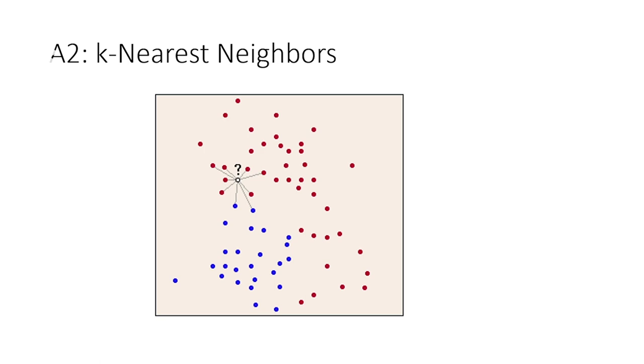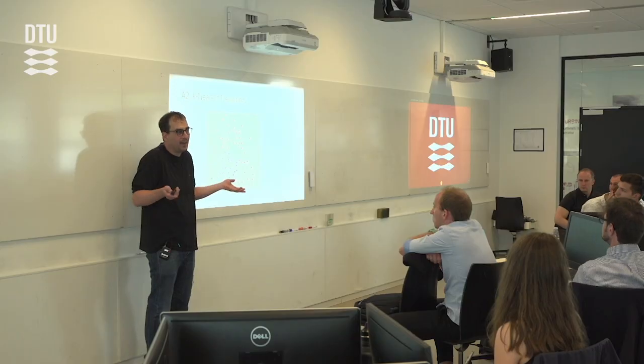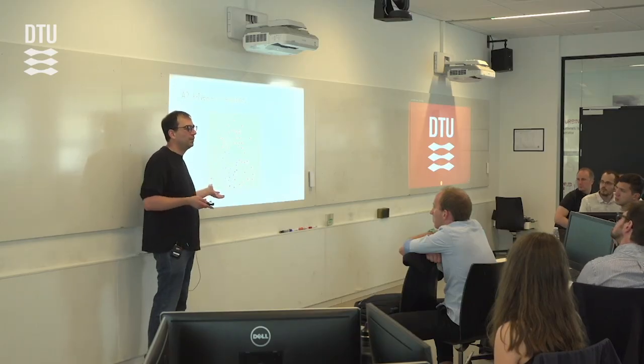And the idea of the algorithm is very simple. You have your data, in this case, reds and blues. I give you a new point, and you count its neighbors. In this case, k equals 9. So you look at its 9 neighbors, 1, 2, 3, 4, 5, 6, 7, 8, 9. You count how many are reds, how many are blue. If there are more reds than blue, you call it red. If there are more blues than red, you call it blue. Very simple. You look at the k nearest neighbors and do a majority vote between them.